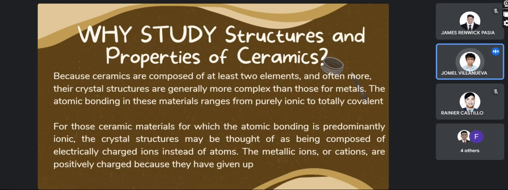The atomic bonding in these materials ranges from purely ionic to totally covalent. For those ceramic materials for which atomic bonding is predominantly ionic, crystal structures may be thought of as being composed of electrically charged ions instead of atoms. The metallic ions or cations are positively charged because they have given up their valence electrons.